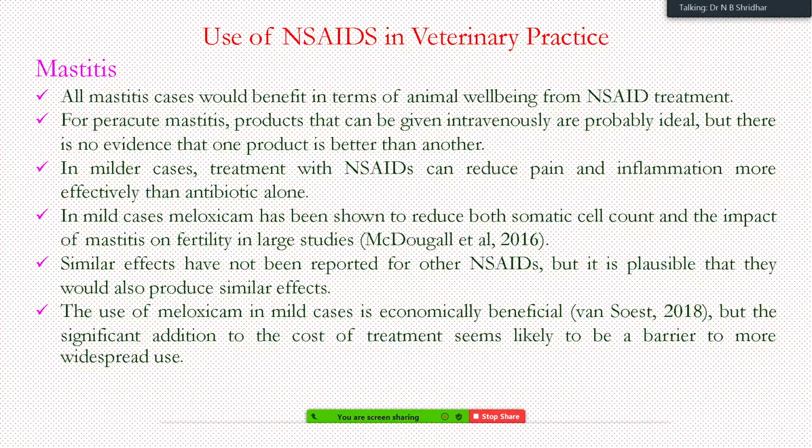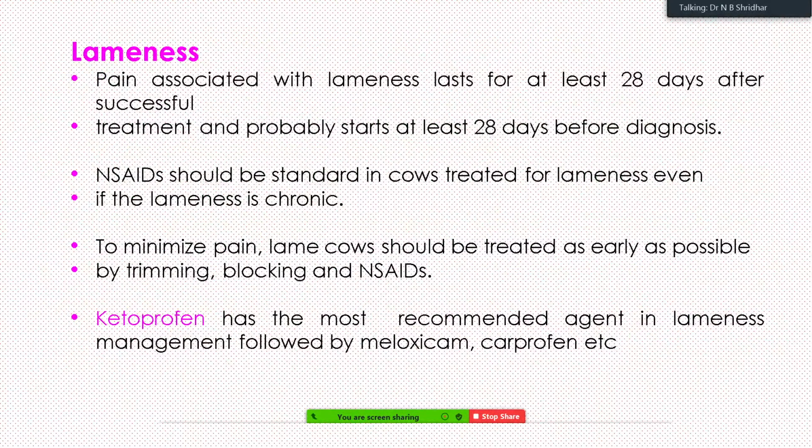So the use of meloxicam in mild cases is economically beneficial, but the significant addition to the cost of treatment seems likely to be a barrier to more widespread use. The cost of meloxicam is more when compared to the regularly used NSAIDs, so this is going to add to the mastitis treatment. But apart from this, it is one of the very good agents to treat mastitis. And lameness is a very common problem in the horse.